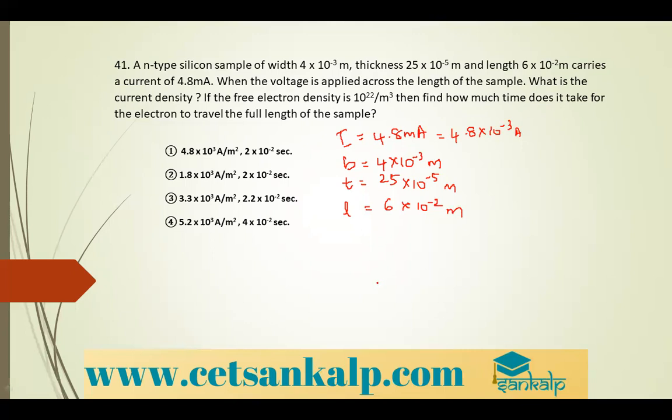Okay. When the voltage is applied across the length of the sample, what is the current density? J is equal to question mark. If the free electrons N is equal to 10 to the power 22 per meter cube, then how much time does it take for the electron to travel the full length of the sample? So T is equal to question mark.